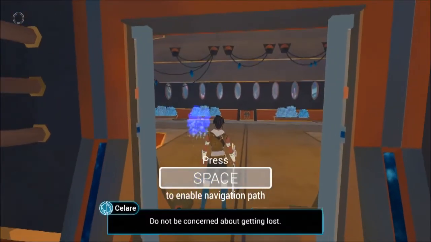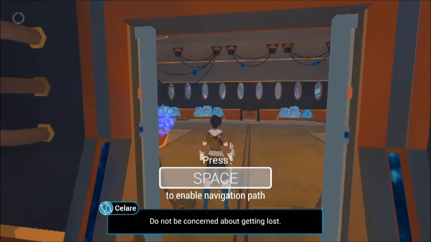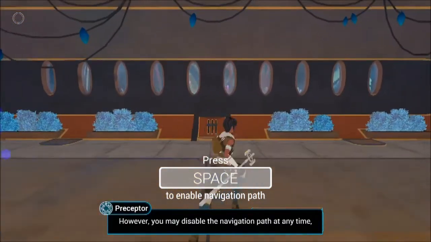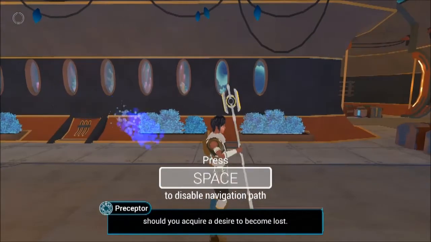So it's quite fun that it does kind of use real technology-adjacent ideas. Confirm. However, you may disable the navigation path at any time should you acquire a desire to become lost.